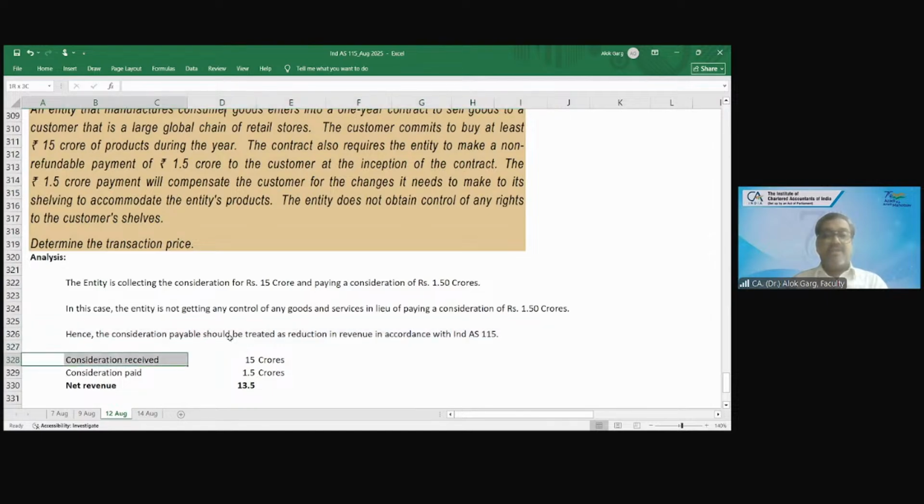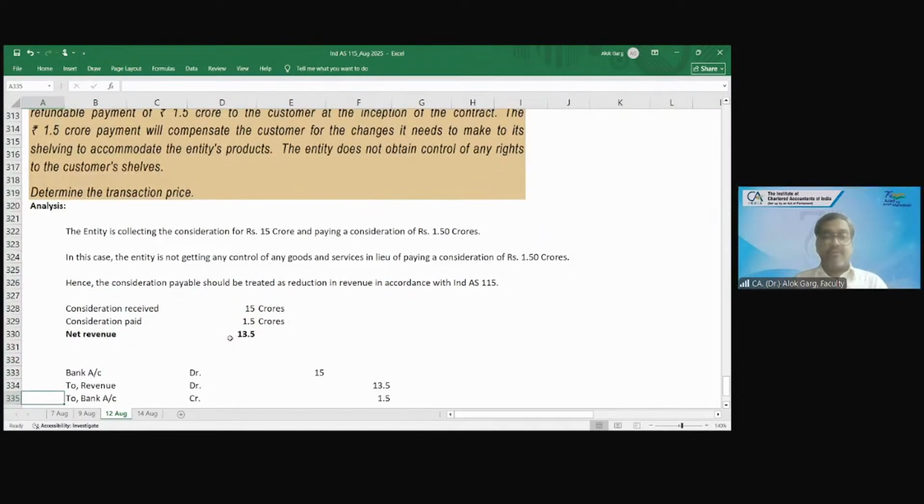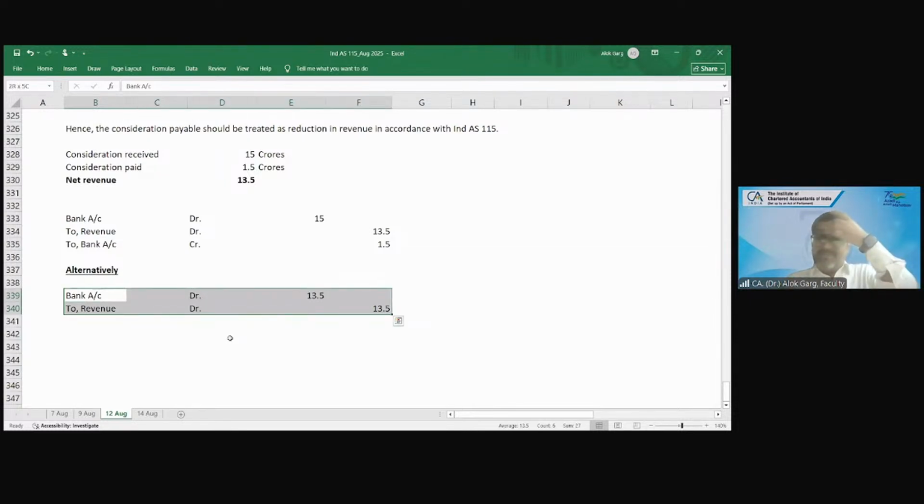So consideration received is 15 crore, consideration paid is 1.5 crore. So what is the net revenue? Net revenue is 13.5 crore. What is the accounting entry? Bank account debit 15 crore, to bank account credit 1.5 crore, to revenue 13.5 crore. Alternatively, bank account debit to revenue 13.5 crore.